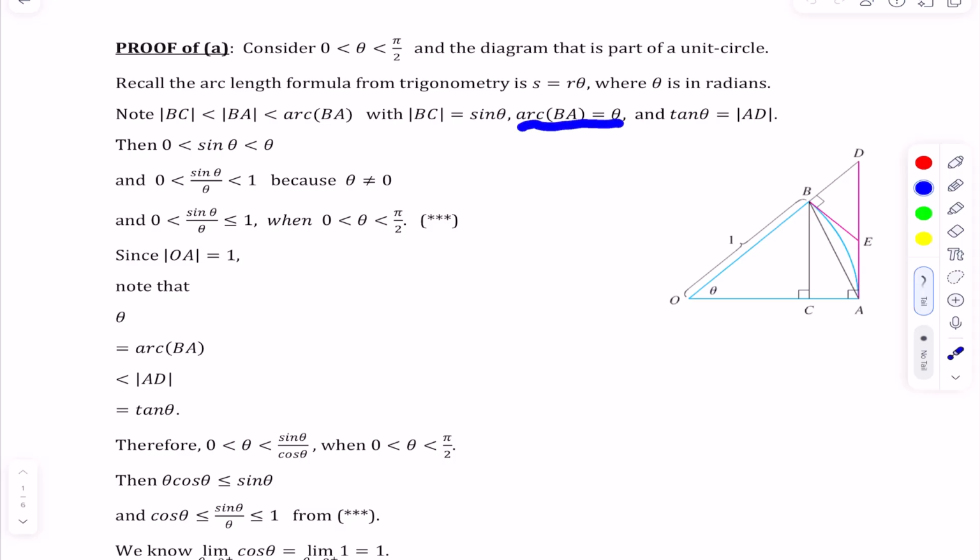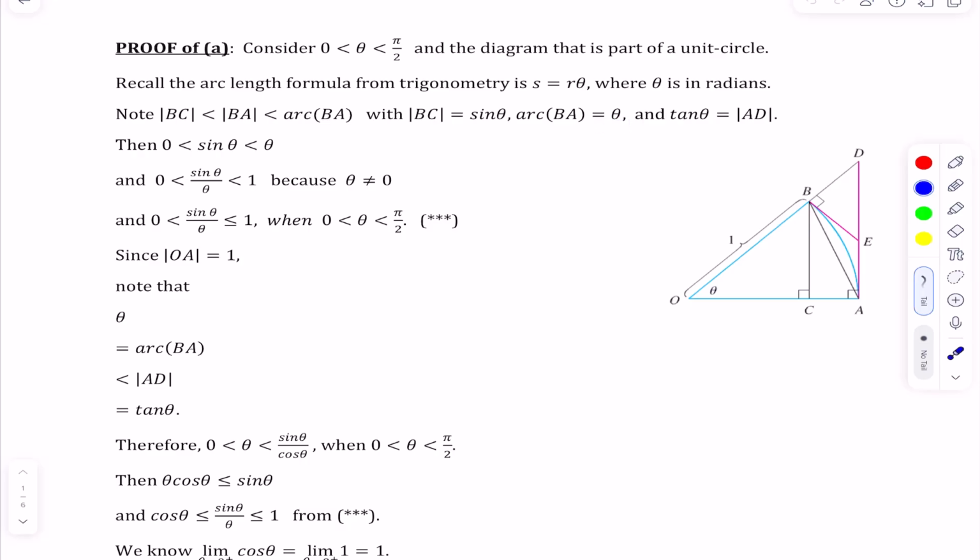Let's look at the arc of BA again. The arc of BA is really from the arc formula from trigonometry. So the arc of BA is simply a result of the arc formula where r is actually just 1. And this is because we are in part of a unit circle. So the arc of BA here is just theta radians. So this right here is measured in radians.